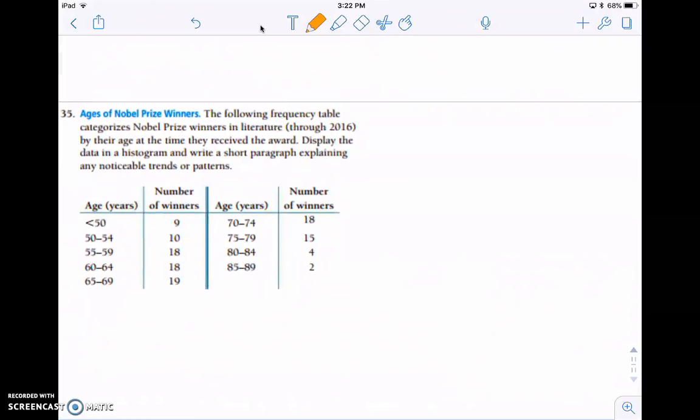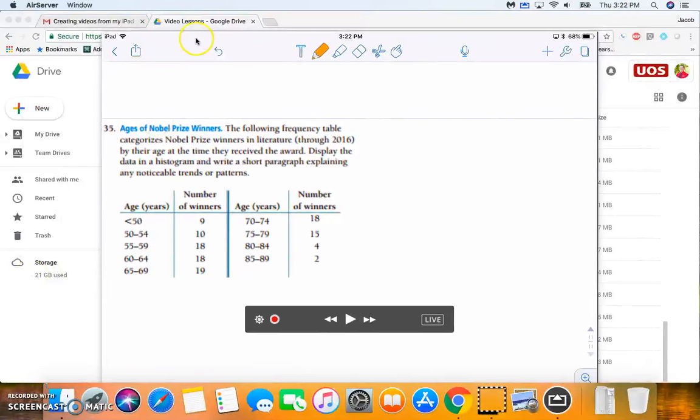So on this question here, we have the following frequency table. Let me just check my time actually real fast. Yeah, we're good.